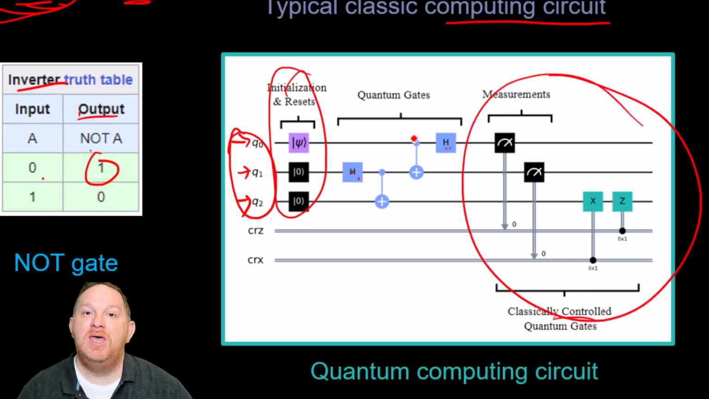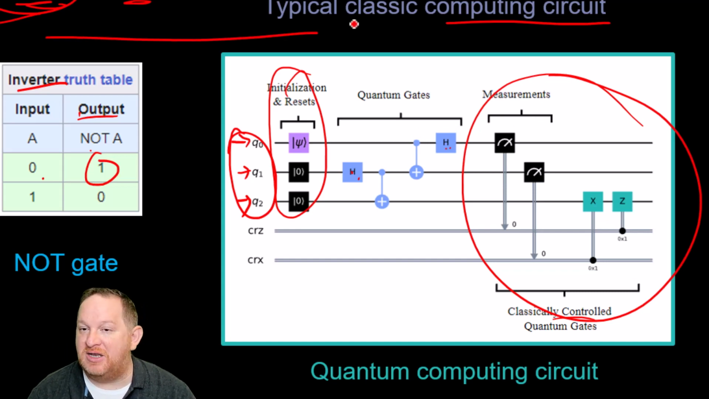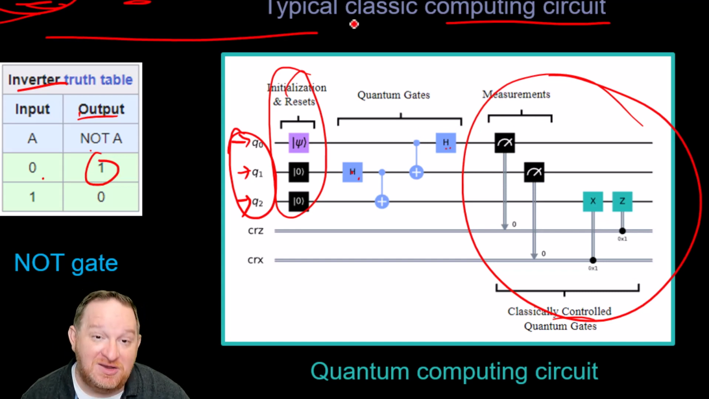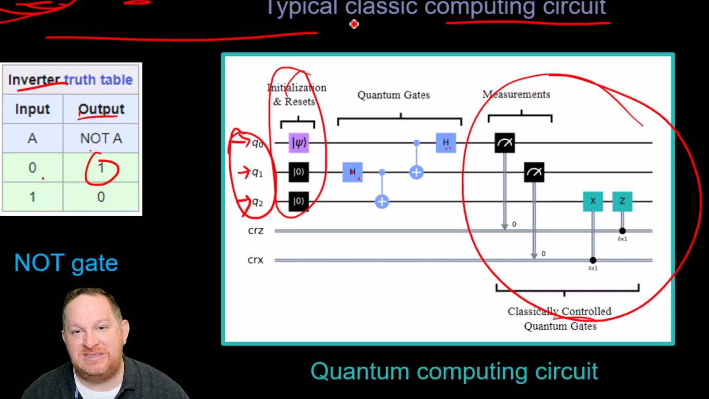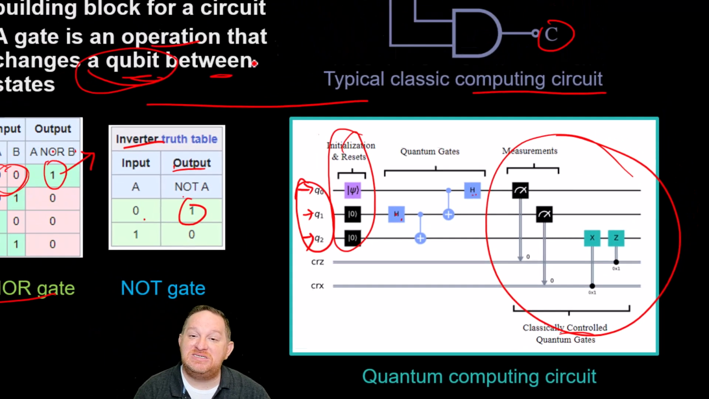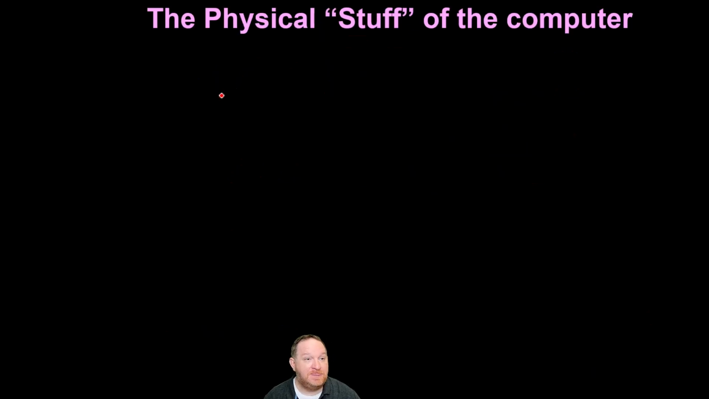So if you aren't familiar with computer science, this is probably way beyond what you were ready for in this video. But I think the point is still there, that we can still use logic gates just like we do in classical computing in the world of quantum computing.